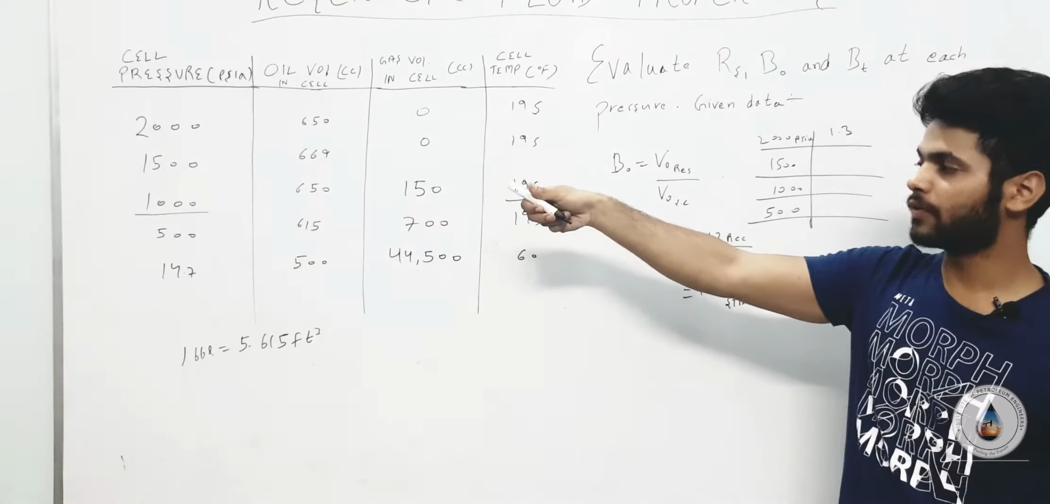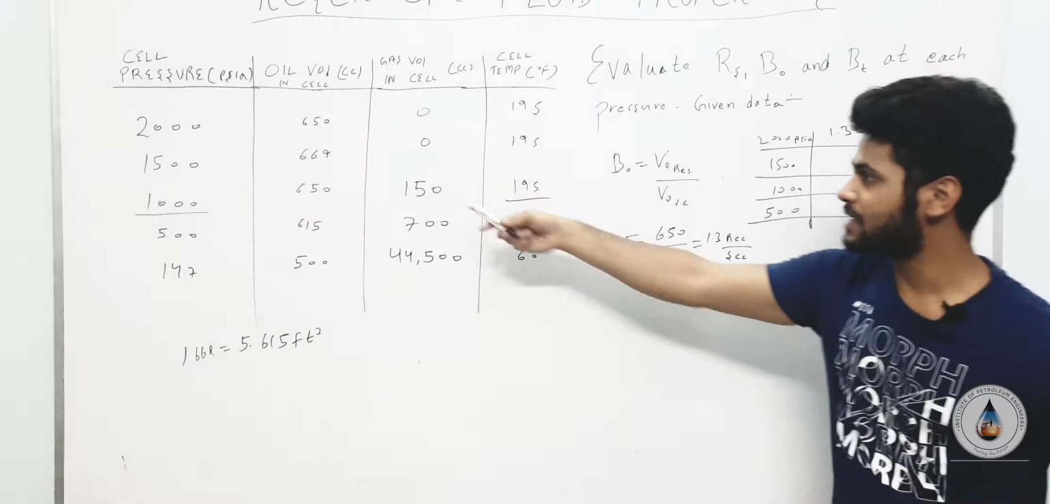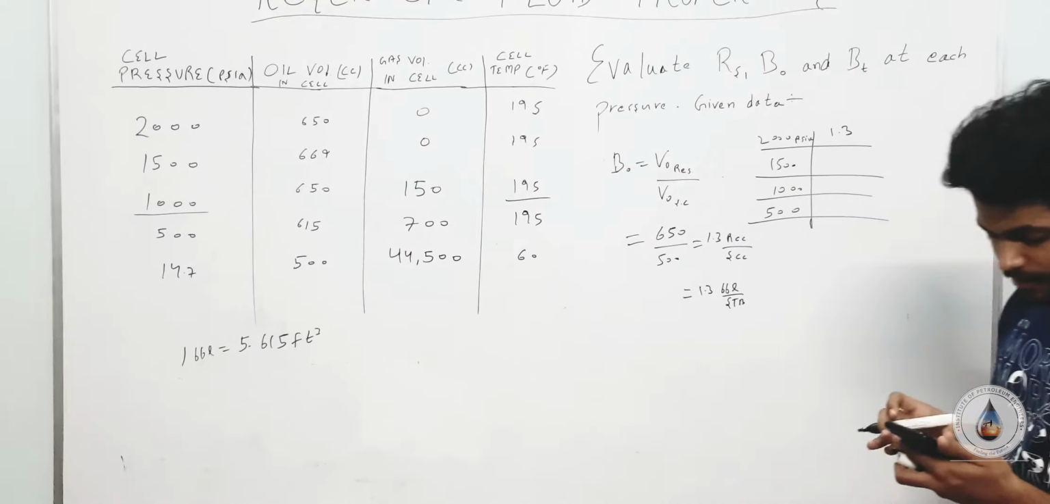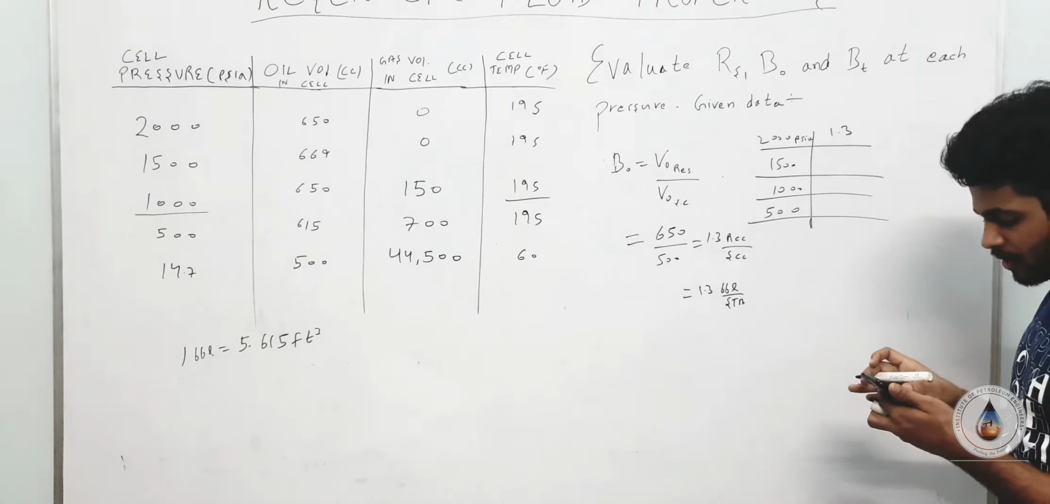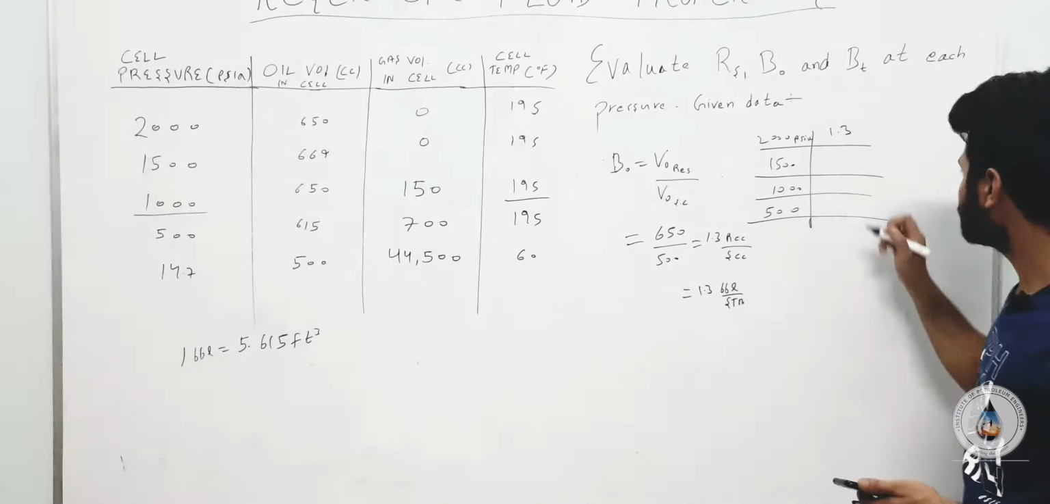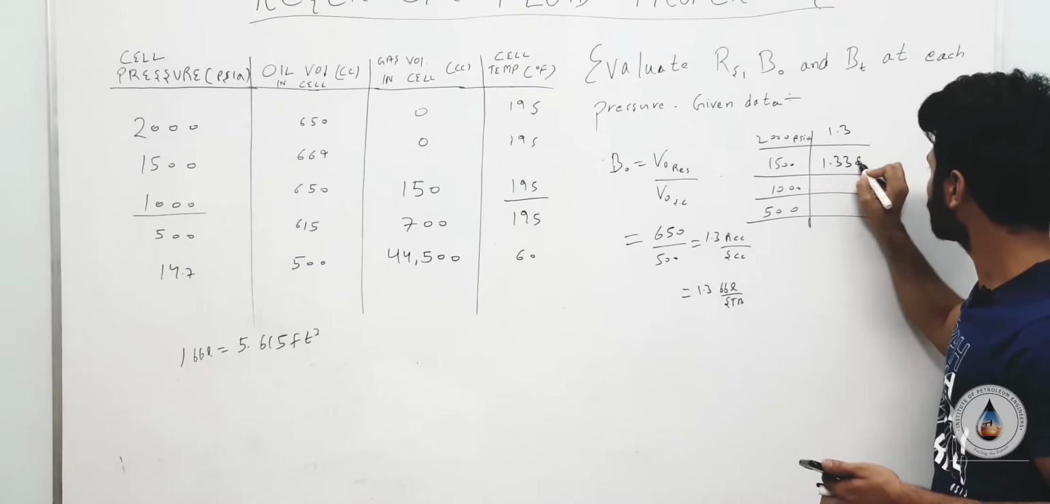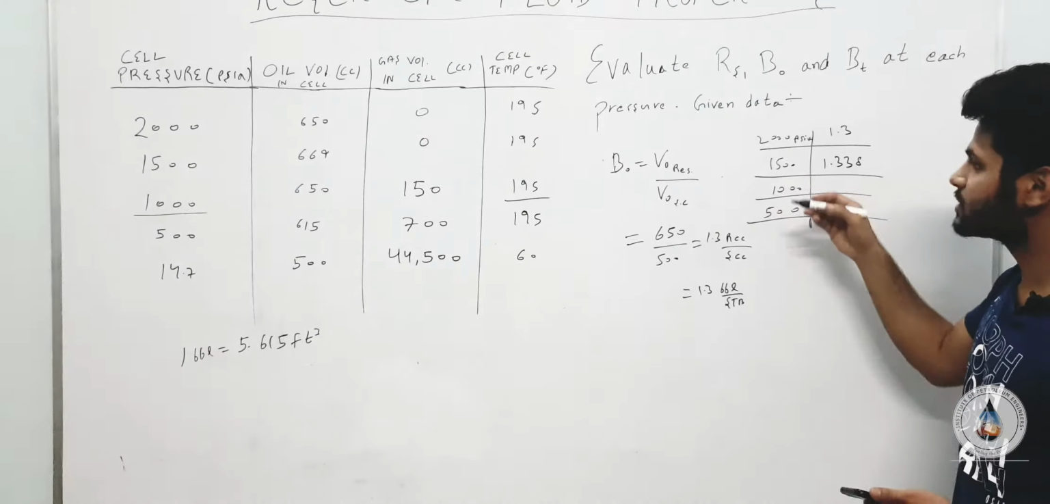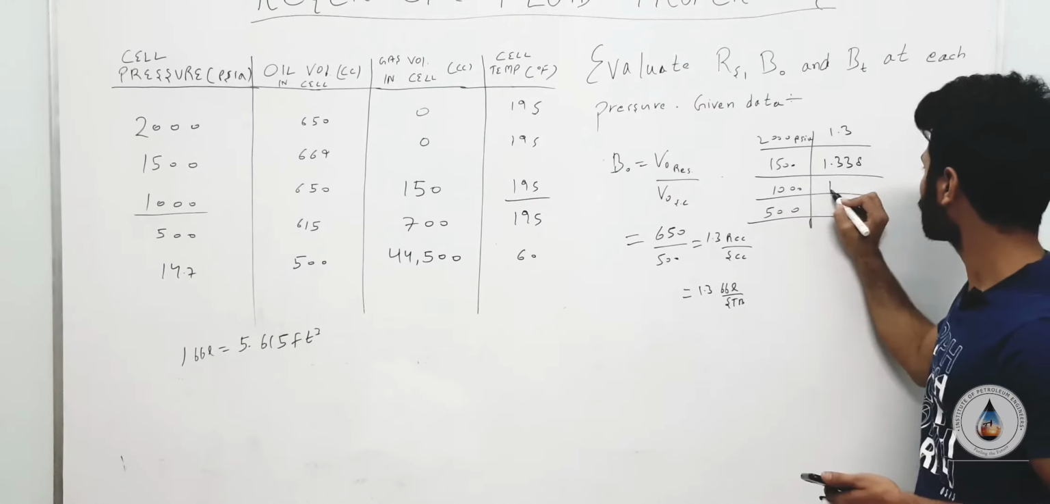As I go down to 1500, it will be basically 669 upon 500, which will come out to be 1.338. Then again at 1000 it is 650, so it will be 1.3.